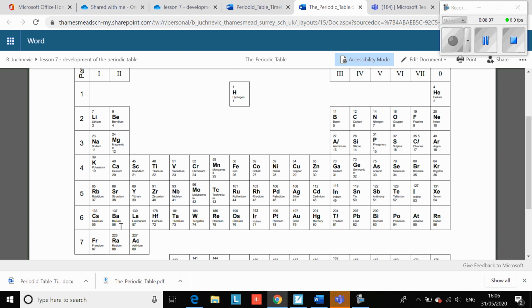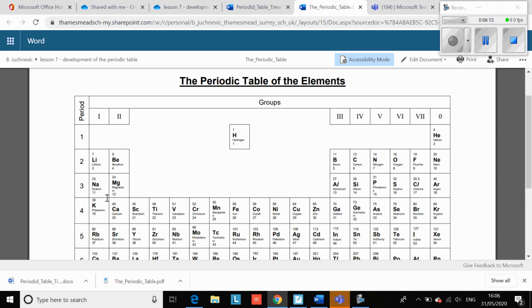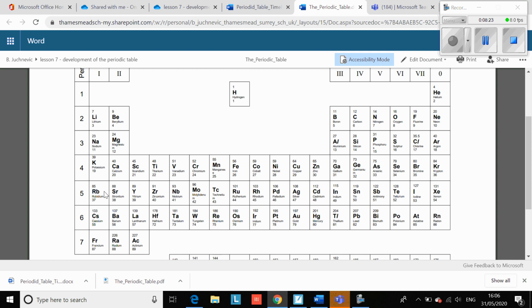Okay, so the next point you could make is this. Elements which are in the same group have similar properties. So that'd be your next point. Once again, quickly pause the video and write that down. Elements which are in the same group have similar properties. They all kind of do the same thing, all right?